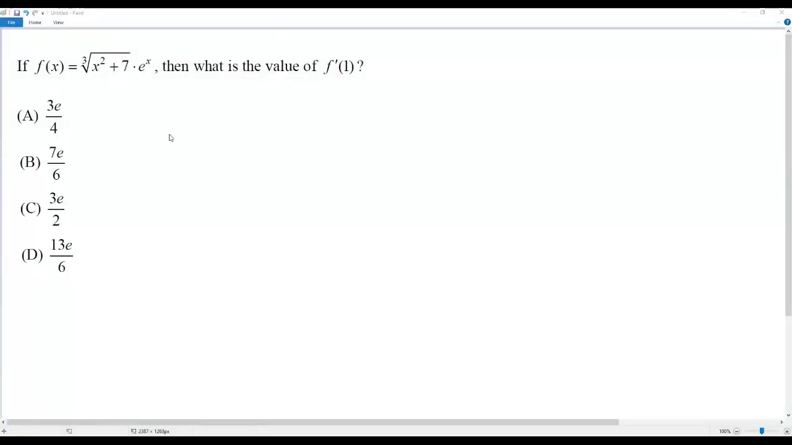Here we have an AP Calculus AB problem. Okay, let's go to the question. If f(x) equals the cube root of x squared plus 7 times e to the power of x, then what is the value of f prime of 1?